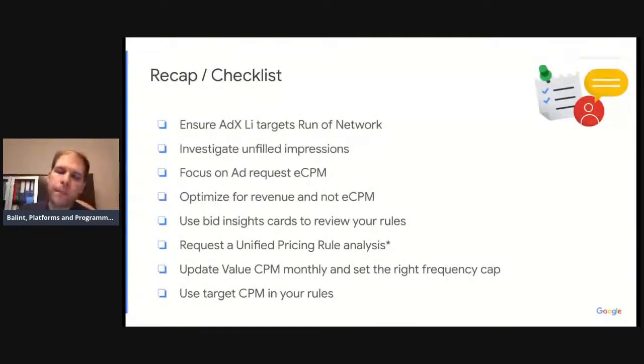So here's a quick recap and checklist. Ensure that the ad exchange line items are run off network. Investigate the unfilled impressions and focus on ad request eCPM. Optimize for revenue and not for eCPM. Use bid insights cards to review your rules and request a unified pricing rule analysis, and update the value CPM monthly and set the right frequency cap.